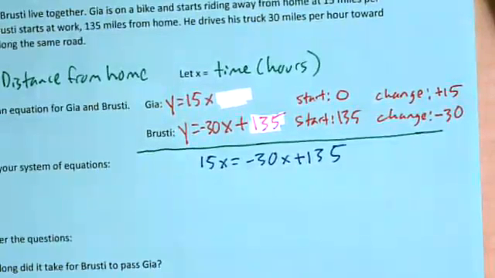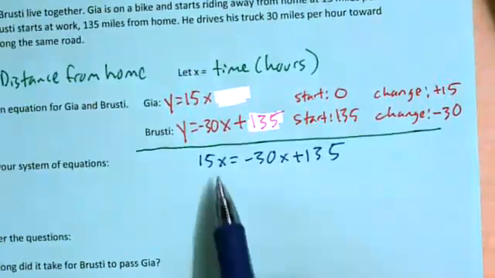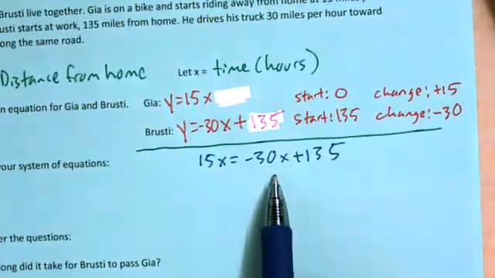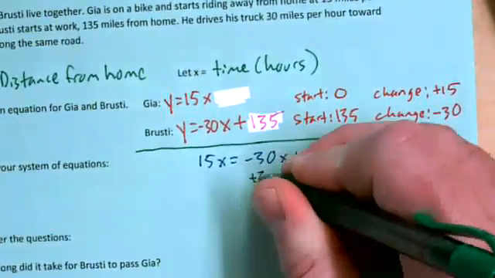And then we need to solve them. So I see x's on both sides. Which x do you want to get rid of, the 15x or the negative 30x? The negative 30, let's do plus 30x.